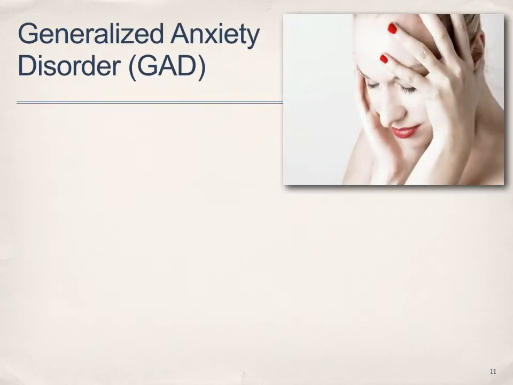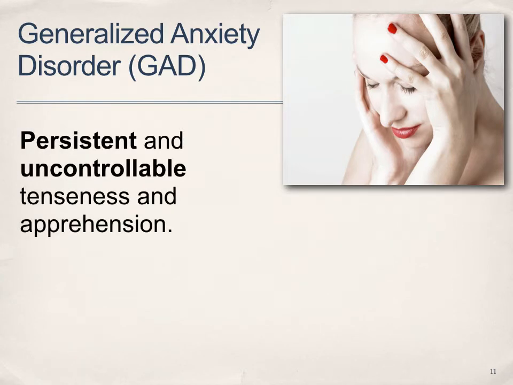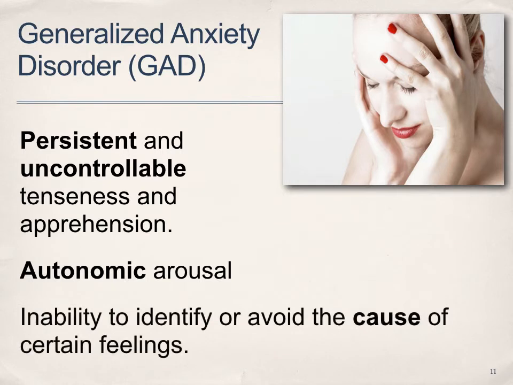Generalized anxiety disorder. Let's start with the anxiety disorders. And this is a persistent and uncontrollable tenseness and apprehension. In other words, you feel anxious most of the time, and there doesn't seem to be a reason that you can pinpoint. You have autonomic arousal. In other words, your fight or flight response, that sympathetic nervous system response, is always on, or is mostly on, and you're unable to identify the cause of these feelings.